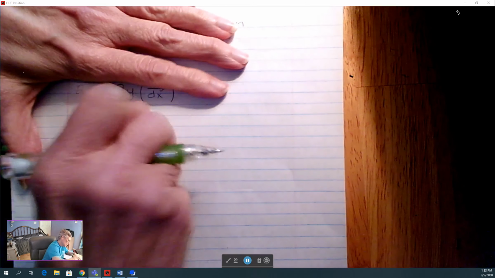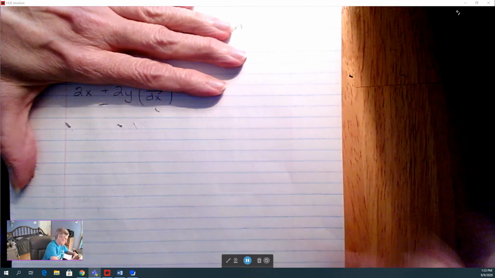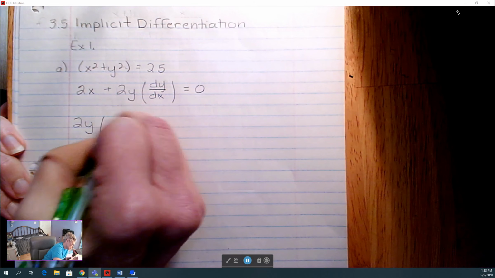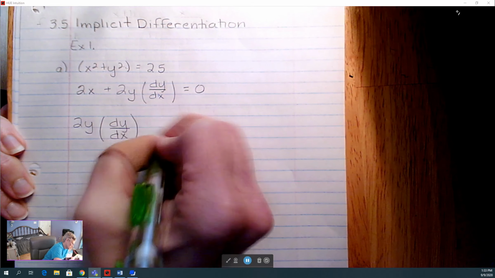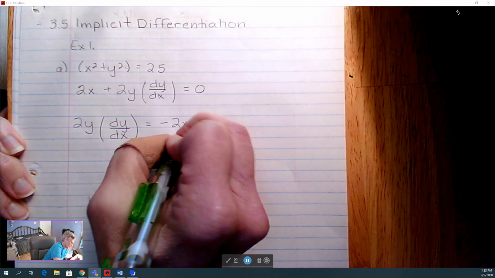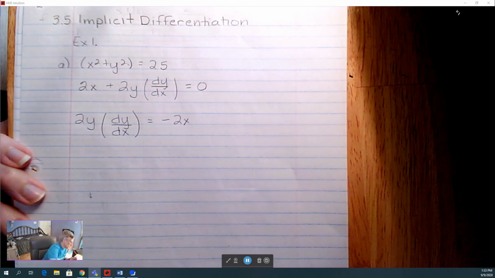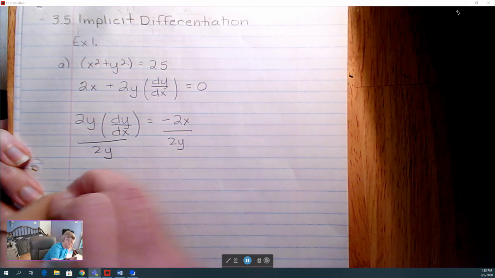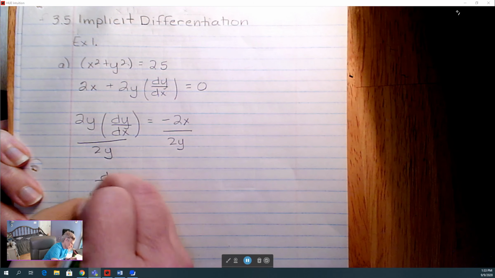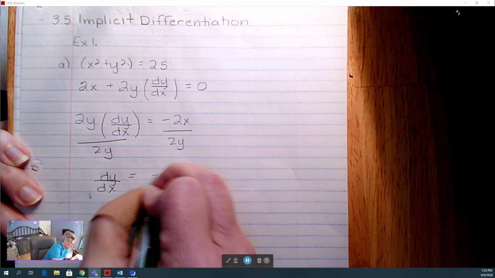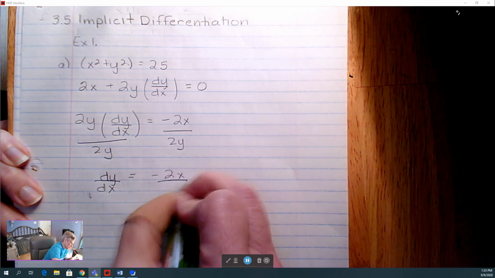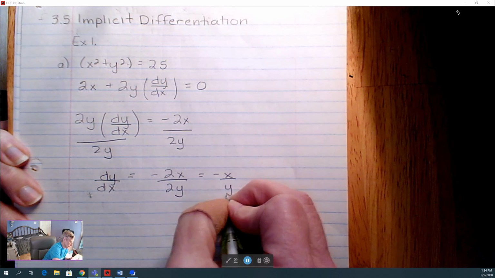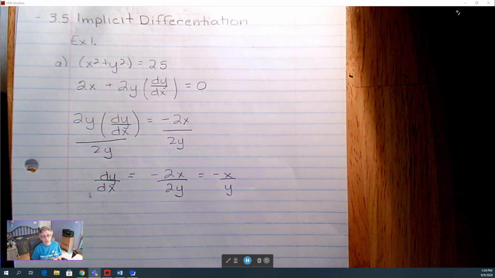Let's see, I lost my dy dx. Let me fix that. Divide both sides by 2y. And I'm just going to simplify it to negative x over y.